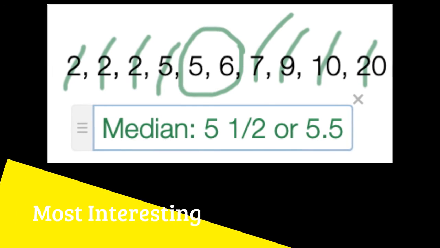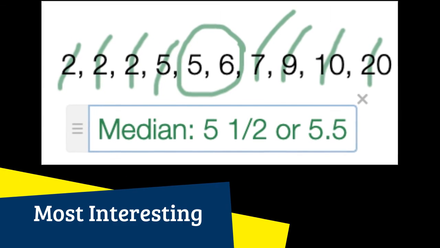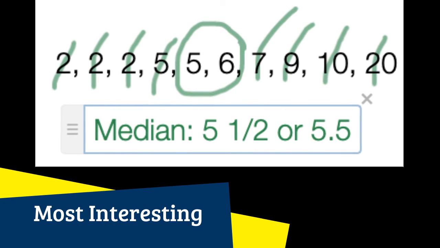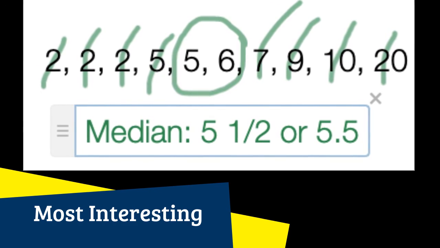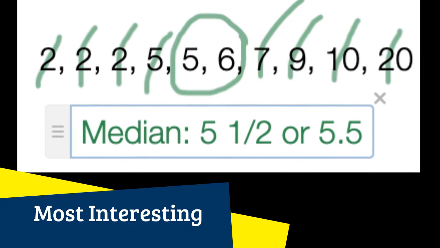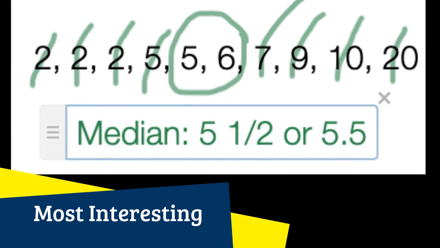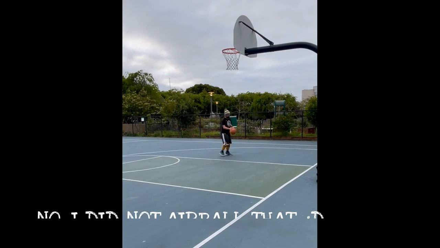The most interesting thing that I learned from this project is that I am way more successful if I'm shooting closer to the basket. And that's what happened when I shot 20 shots in a minute. It's because I was super close to the basket.